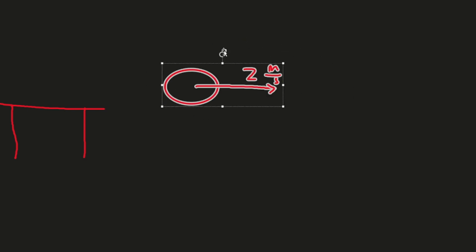Now we're going to talk about if the object is moving at constant velocity or accelerating only in the horizontal direction. So let's say this ball is moving at 2 meters per second to the right, at a constant velocity, which doesn't really matter, and the ball just left this table. So first, actually, let's take a look at if this ball was on the table.